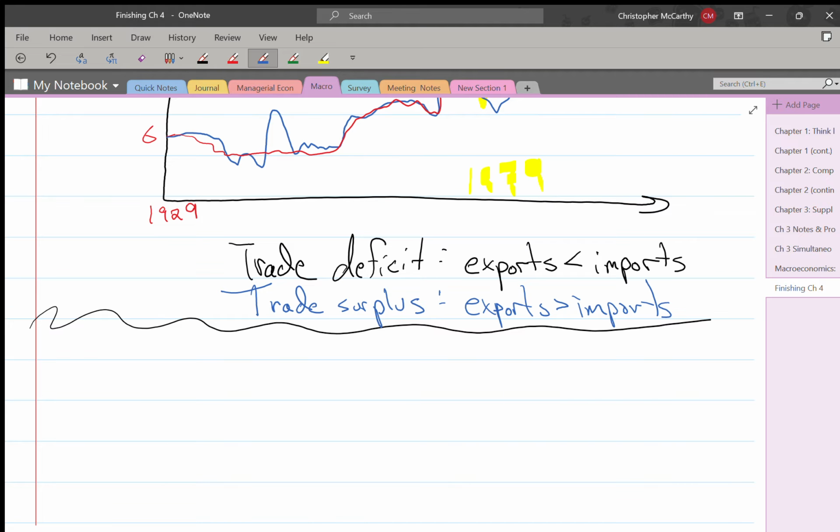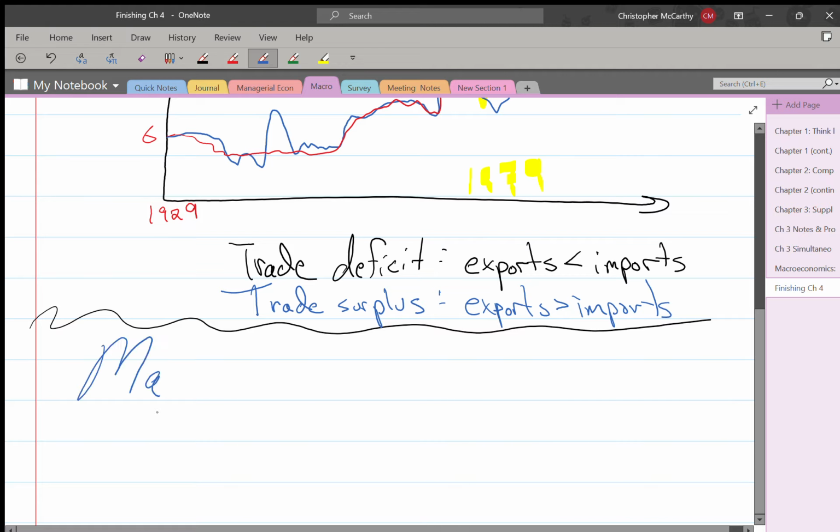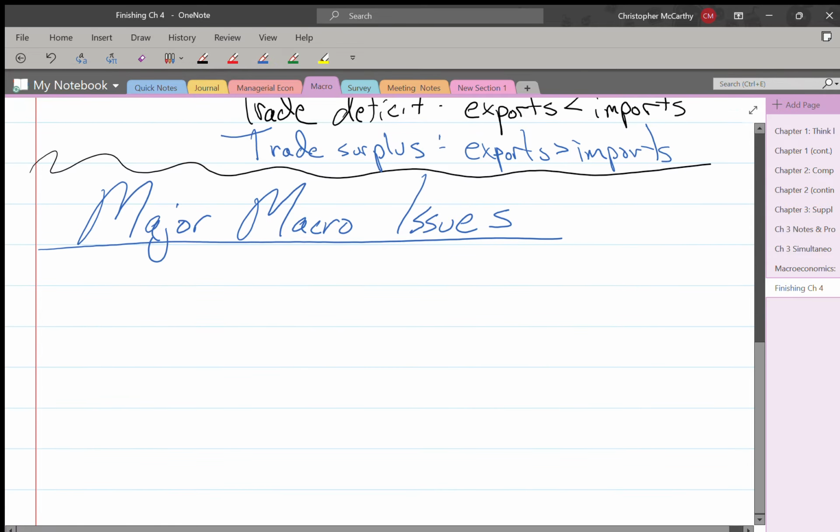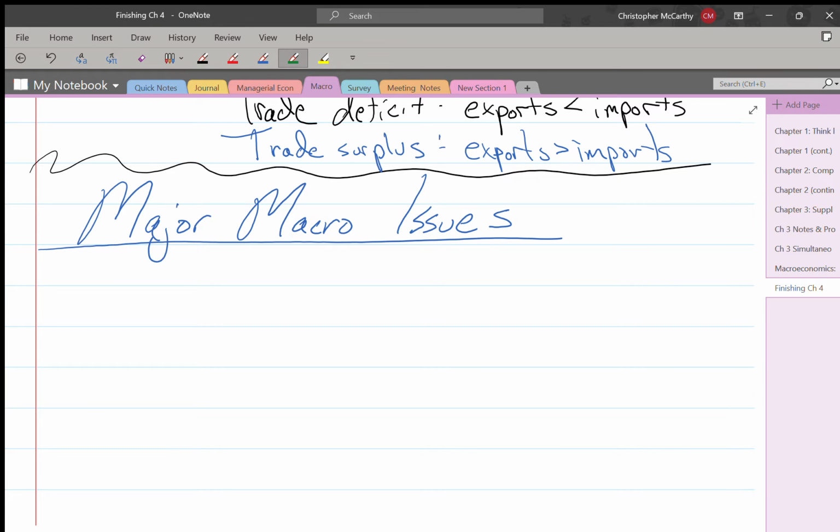So what are the major macro issues? At the beginning of this class, we talked about the distinction between macro and micro. Micro is the study of the firm, the individual region, or the individual person. Whereas macro is the bird's eye view. So you're losing finer details so that you can have a broader scope. And so the macro issues that we were really concerned about are economic growth.